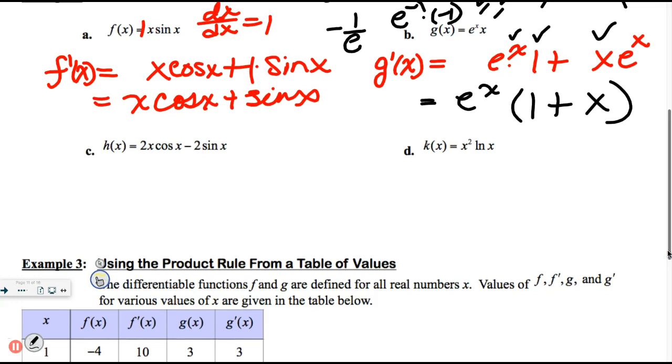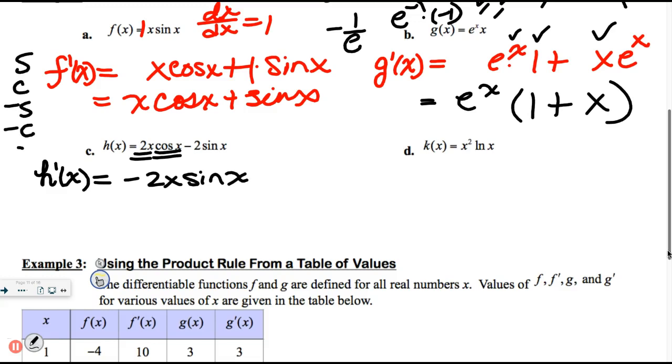So let's go to our next one. We're going to be finding h prime using the product rule. First, 2x. D second, the derivative of cosine is negative sine. Remember our good old Saint Cloud, negative Saint, negative Cloud, and it ends the exact same way it began. So that's first d second plus second d first. The derivative of 2x is just 2. I like to put that in front, not in the back.